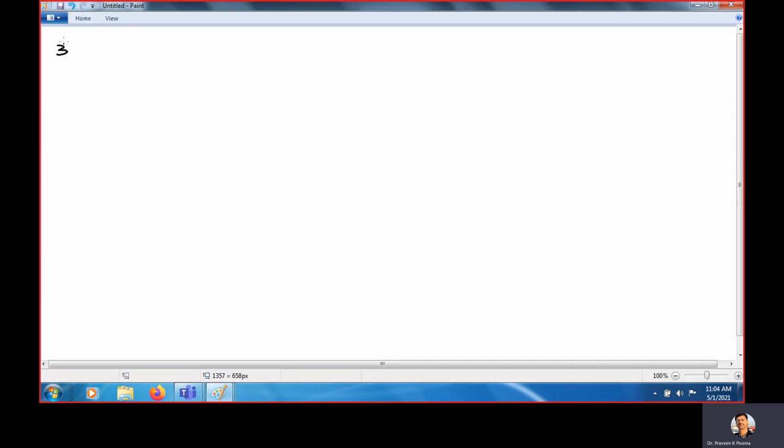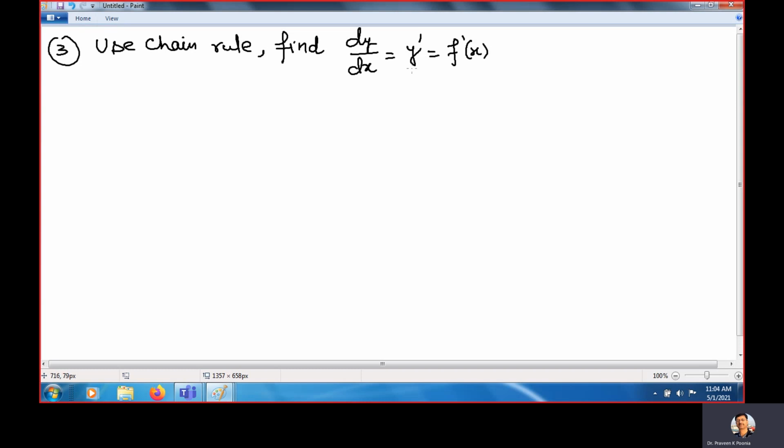But what happens sometimes? Use chain rule. Find dy by dx or find y dash or find f dash x. Anything. Clear? For what is the function given? The function given is y equals to (ln x) power 5. Log x power 5. Clear?